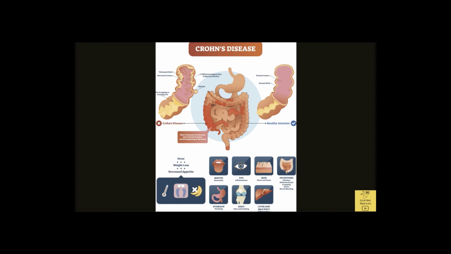Let's now talk about Crohn's disease. Crohn's disease affects the whole length of the gut from the mouth to the anus. Most commonly, it affects the end of the small intestine and beginning of the large intestine. Crohn's disease affects the entire thickness of the gut.